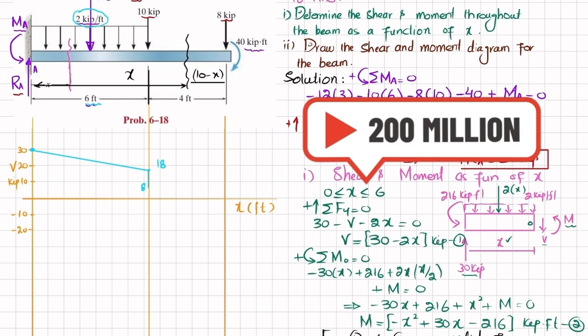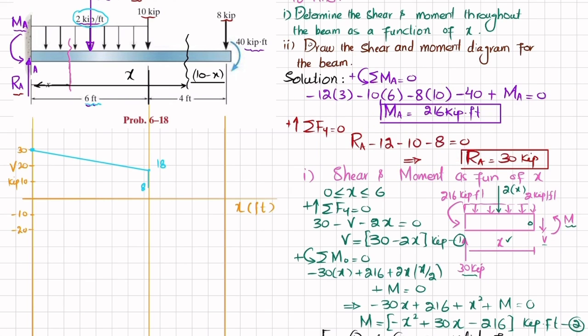This is 8. Clear? And moving from this point till the end, there is no other shear force, so it will remain horizontal. Clear? And at the end you can see you have minus 8. So plus 8 minus 8 will bring it to 0. And this will be your shear force diagram.